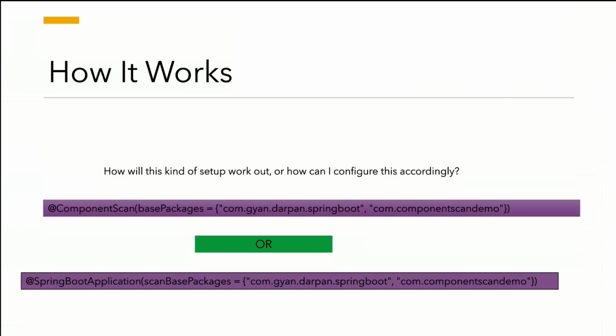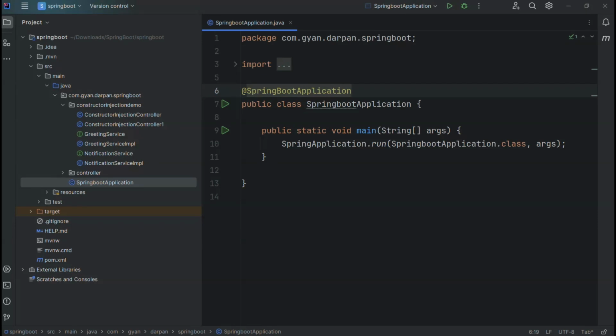Let's do hands-on. Let's get started. Open your Spring Boot project in IntelliJ. In the last constructor injection video, we already saw that Spring will scan all subpackages. So I will not show this again. Let's move directly to the next part.